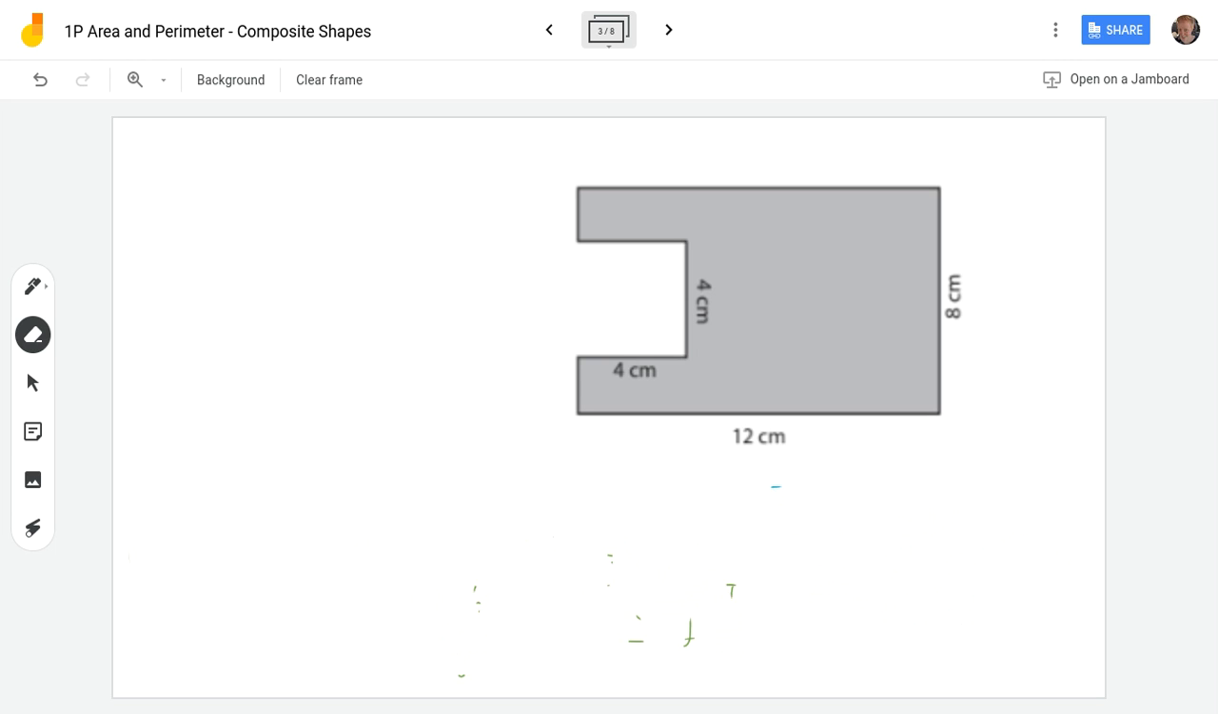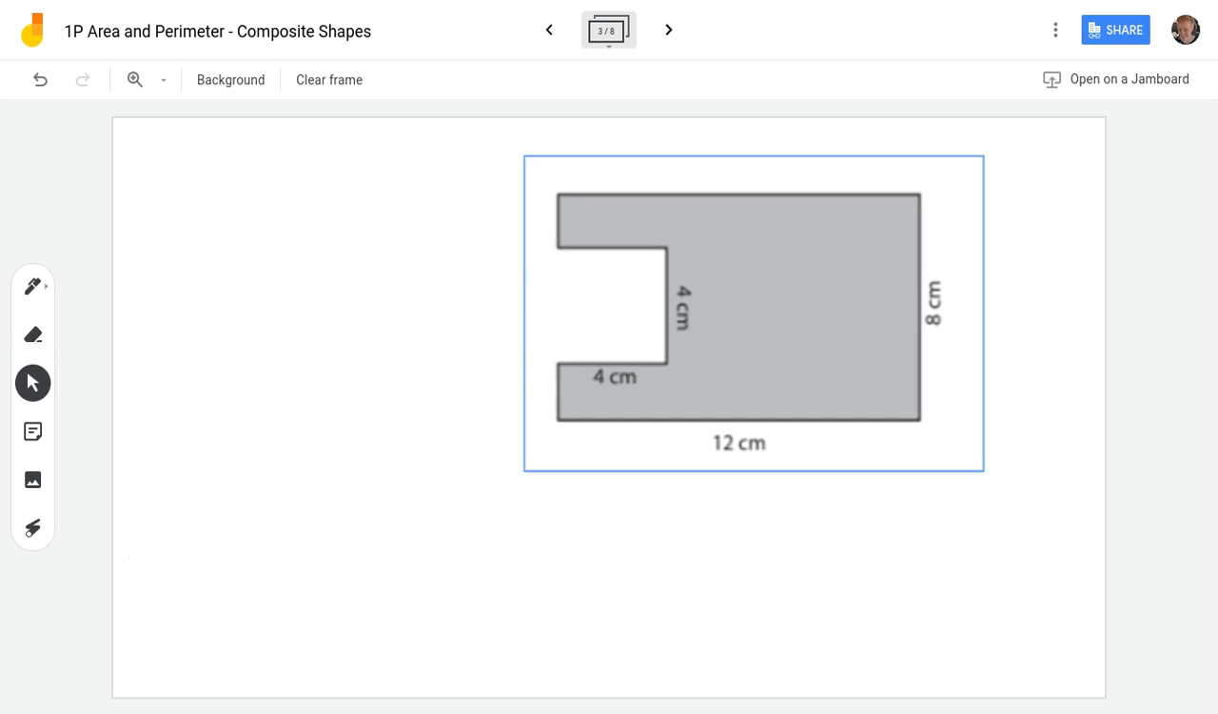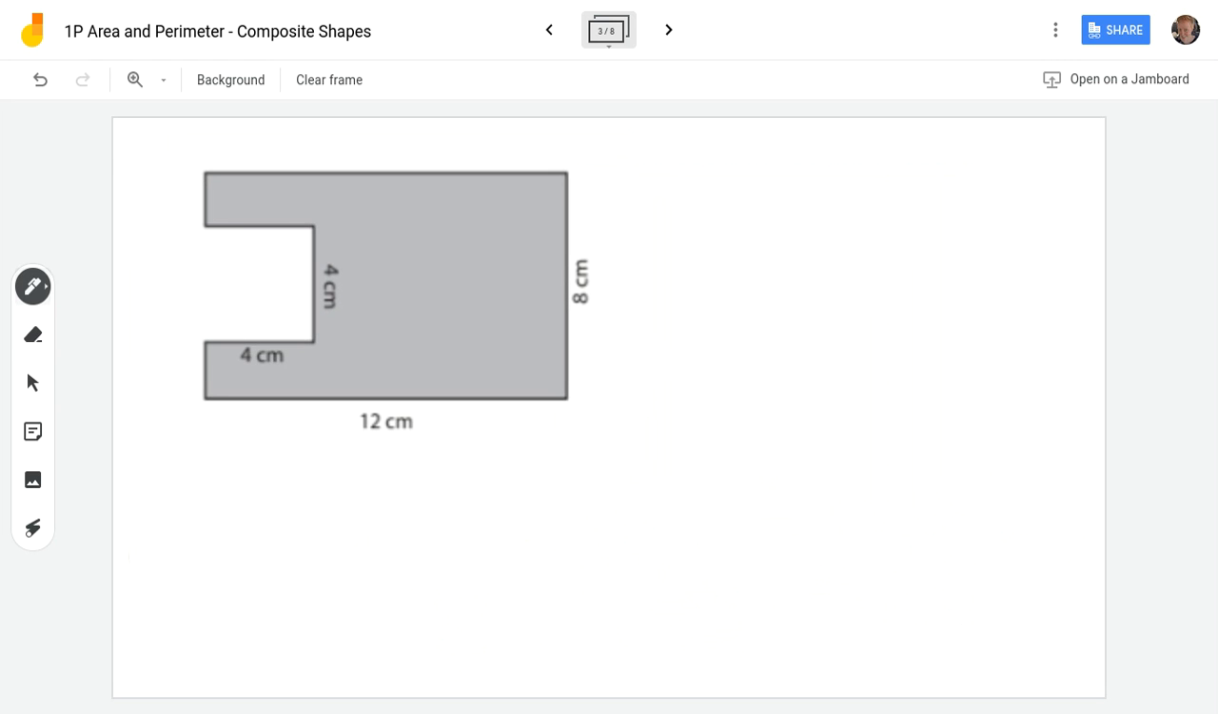So this shape is another composite shape composed of different pieces that look like a bunch of rectangles. So I'm really going to focus on the area for this one, at least first. So I'm going to break it. Let's see.